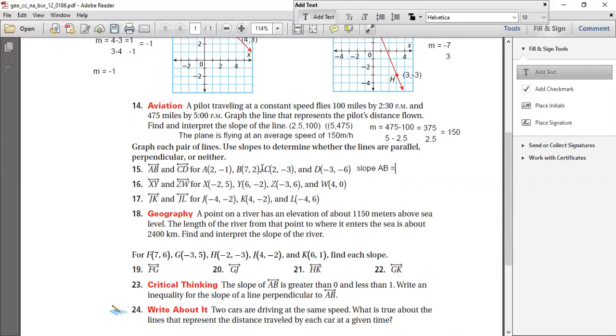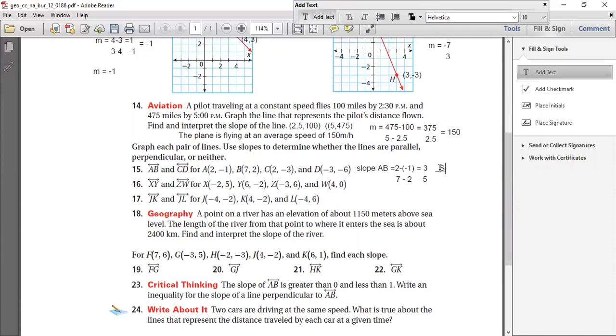So that's y2, which is 2, minus y1, which is -1, over x2, which is 7, minus 2. Okay, so minus into minus will give you plus. So 2 plus 1 is going to give you 3, and 7 minus 2 is going to give you a 5. So the slope for A and B is going to be 3 over 5.